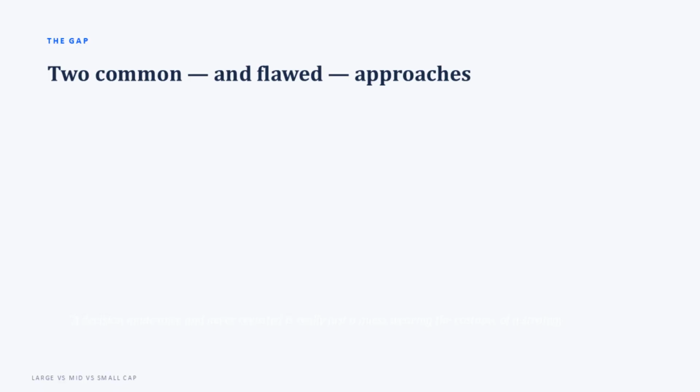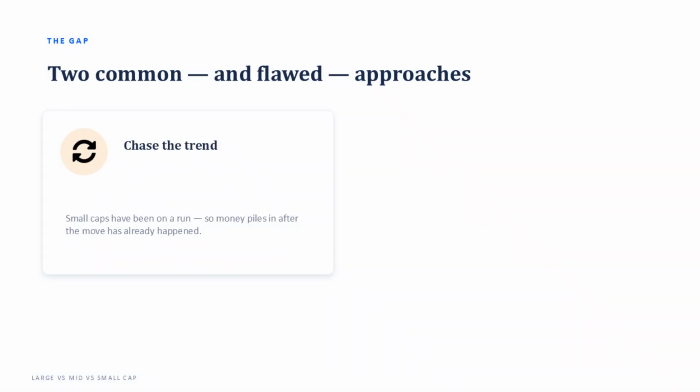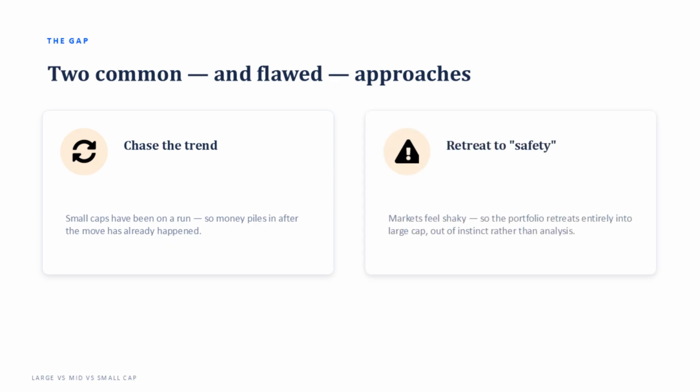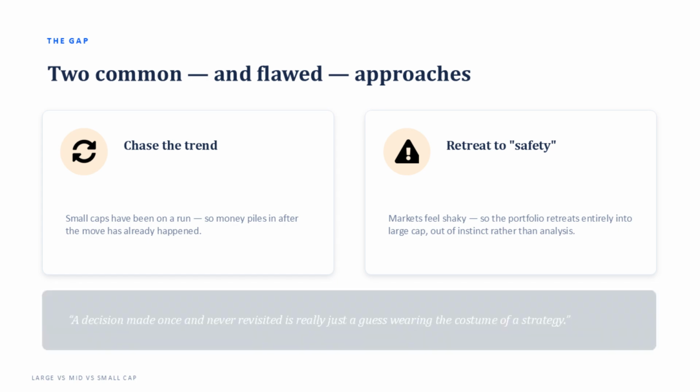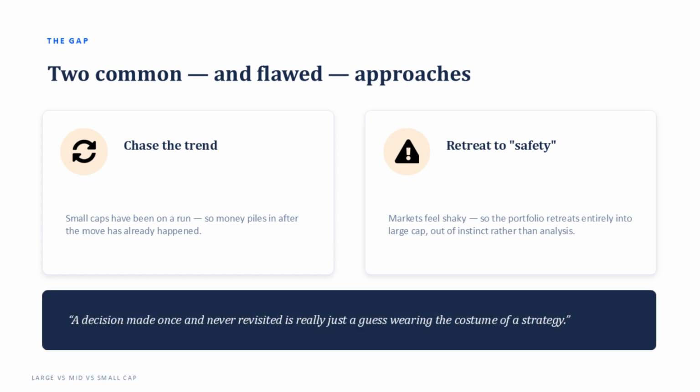Here's what most investors do instead. They pick a split based on how they feel. Small caps have been on a run, so they chase them. Or markets feel shaky, so they retreat entirely into large caps for safety. Some people just default to whatever percentage a random YouTube video or relative told them 5 years ago and never revisit it. The problem is that market cap segments don't stay attractive or risky forever. Their earnings outlook, their pricing, and their risk profile all shift over time. A decision made once and never revisited is really just a guess wearing the costume of a strategy.